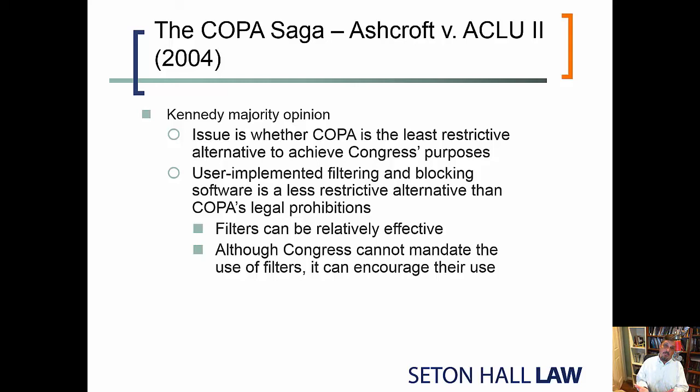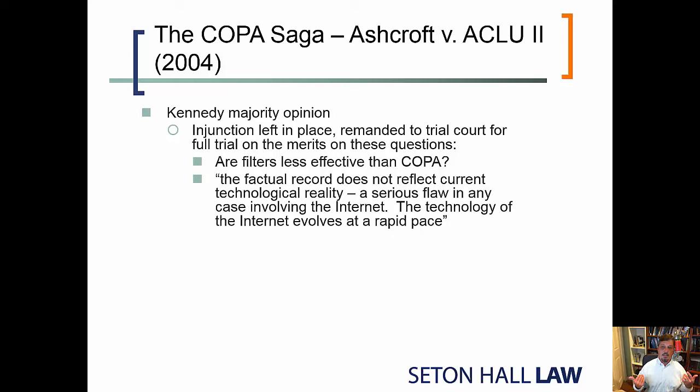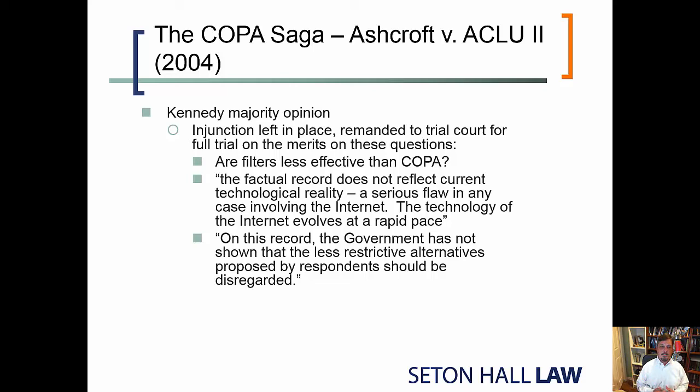And really what he's saying is it's up to the family, it's up to the parent to put software on the system that will filter this kind of material out. So under Kennedy's opinion, the district court's injunction is left in place. The case is remanded to the trial court for a full trial on the merits, and in particular on this factual question that Kennedy has raised and already indicated his views on, as to whether filters are less effective than the COPPA statute. And Kennedy says the factual record doesn't really reflect the current technological reality, and Kennedy here is kind of signaling that he believes the filtering technology only gets better and better and better, and that it's very likely that the trial court is going to find that it's more effective than a statute would be. And he says the government has not shown that the less restrictive alternatives, that is the filtering technology, should be just disregarded. So he sends the case back to the trial court.